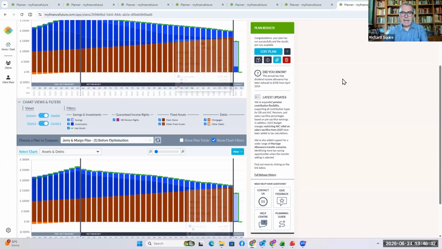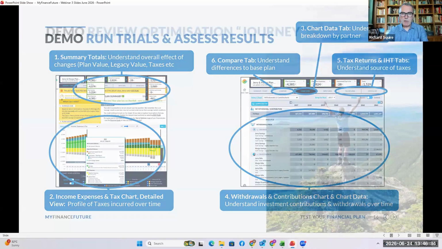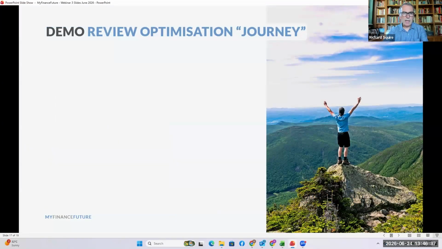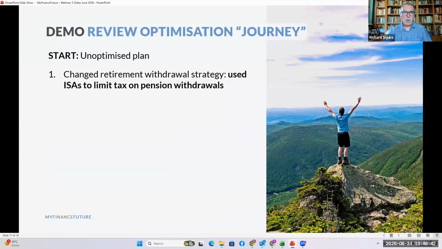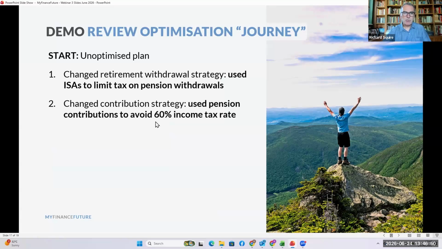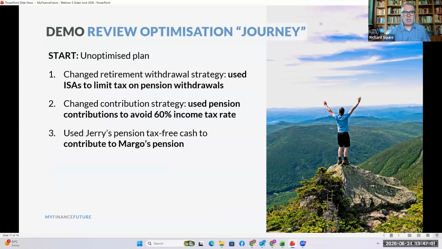So let's recap on where we've got to and how we got there. We started with an unoptimized plan. We went through several steps, the first of which was to change the retirement withdrawal strategy to using ISAs to limit tax on pension withdrawals. Then we used pension contributions to avoid Jerry paying 60% tax before retirement. Then we used Jerry's tax-free cash to contribute to Margot's pension and give a better balance and more income sources over the course of the retirement period.